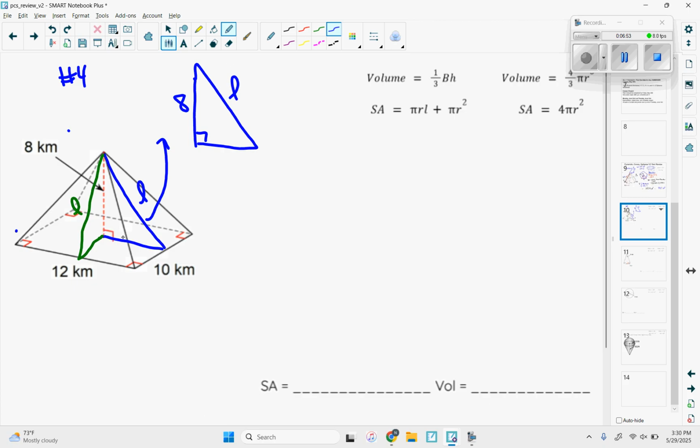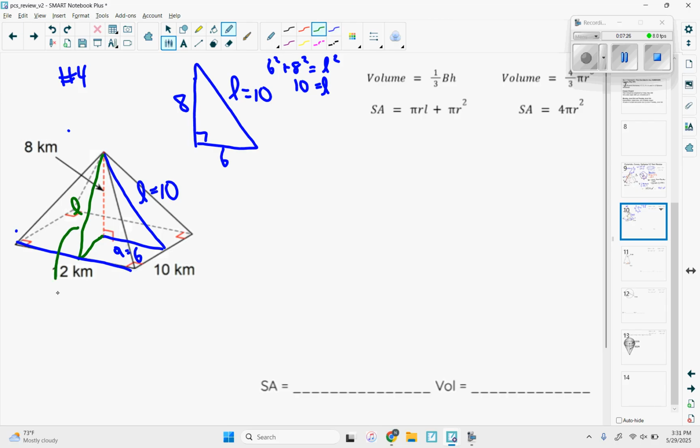And the apothem here is going to be half of the side parallel to it. So half of 12 is 6. All right, and when I solve this one, 6 squared plus 8 squared equals slant height squared. When I solve for my slant height, I will get 10. So this slant height is 10.